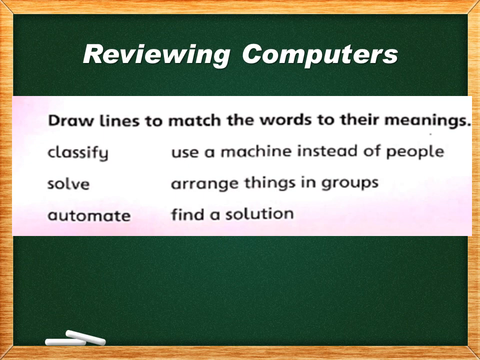Okay. Now, digital computers produce results that can be read with great precision. The word precision means exactly. Now, classify means arrange things in a group. Arrange things in order. Connect the word classify with arrange things in a group. Now we are moving towards the next word.